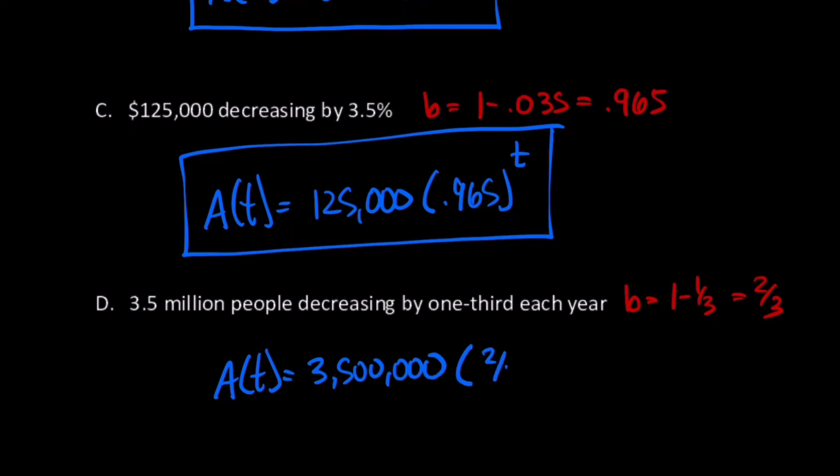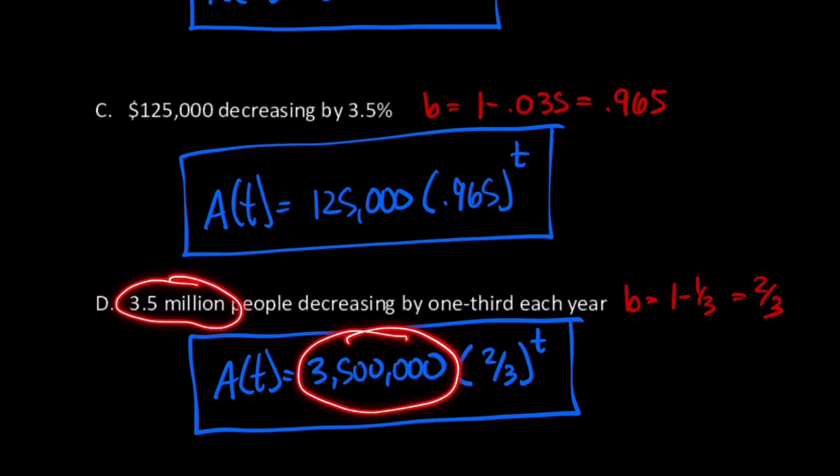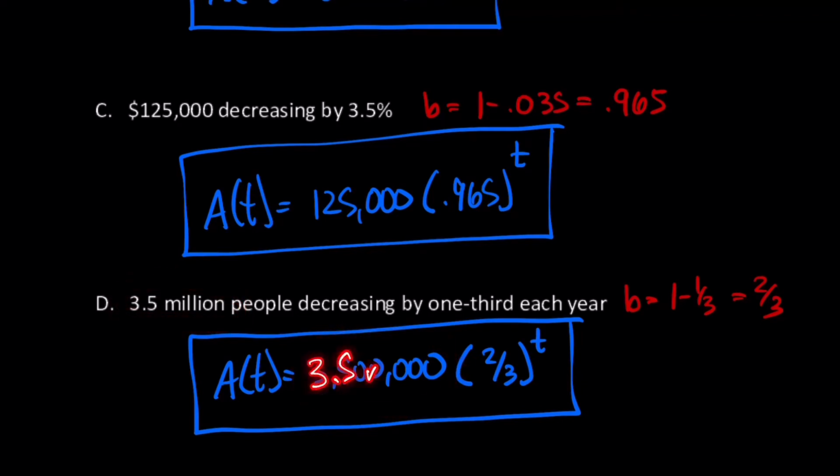Times 2/3 to the t. All right, I just want to mention this. When you see this in words, when you're writing a function, you have to actually write out the number. Don't write in 3.5 million here. Just put the actual number.